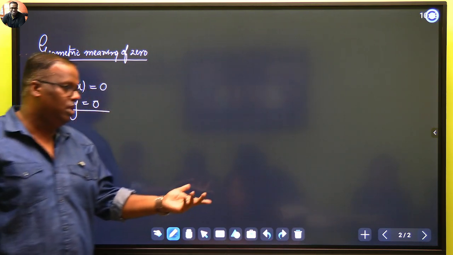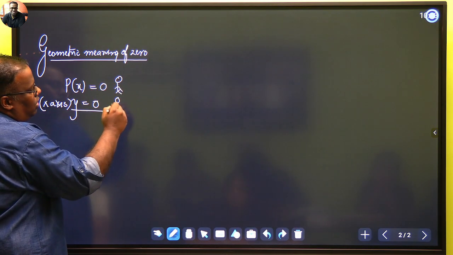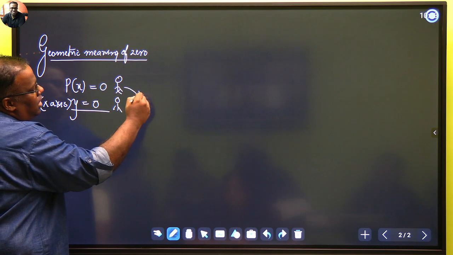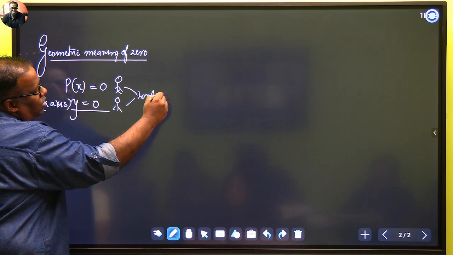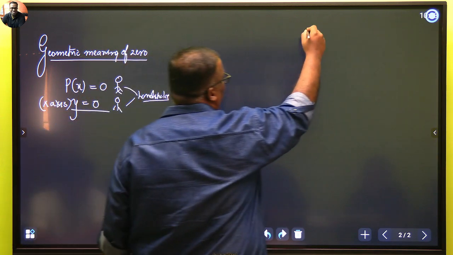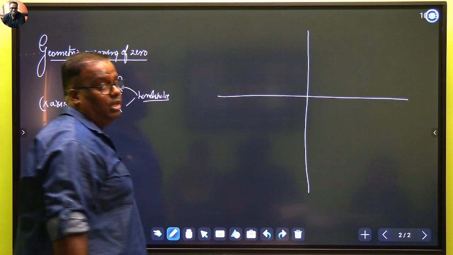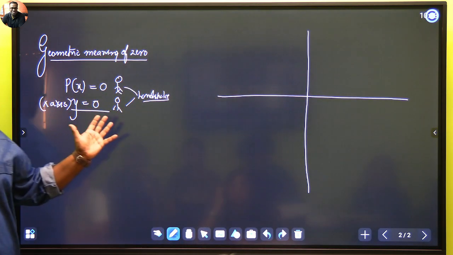So what is the solution? Two fighting people: I don't like you, I don't like you. Solution means where they handshake. That is basically where my graph is going to intersect with what? Intersect with the x-axis.